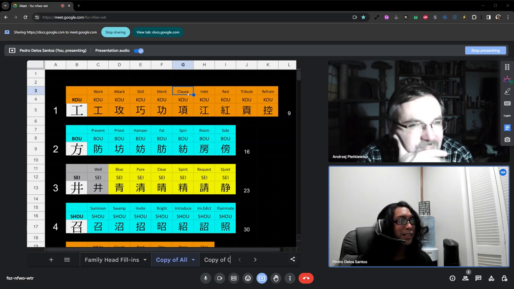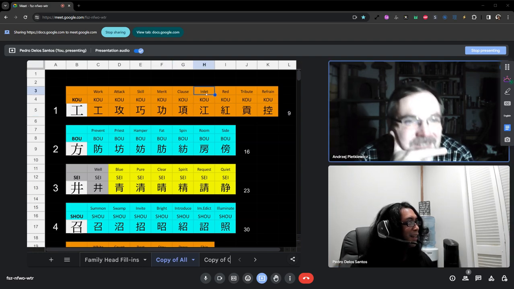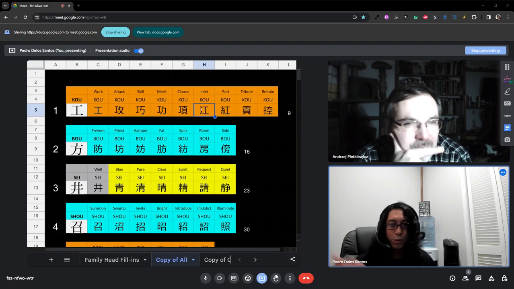Clause, this represents just the idea of something being the head of something. So the carpenter square being the head, and this is a picture of a head as well. So that's the idea of clause. You might know clause better than I do from a grammatical statement. So there's that. And then when you have the carpenter square, you also have water. So these three dots represent water. This represents the shape. So it's literally used as a pictograph here for an inlet.